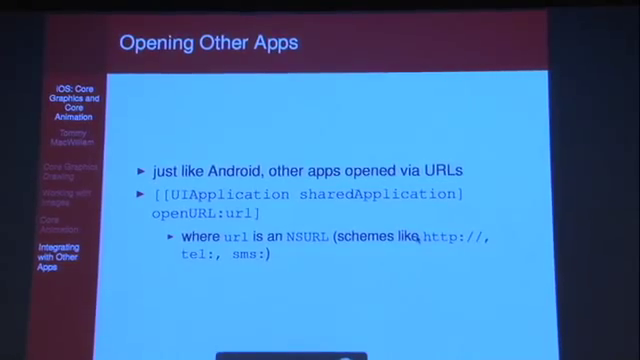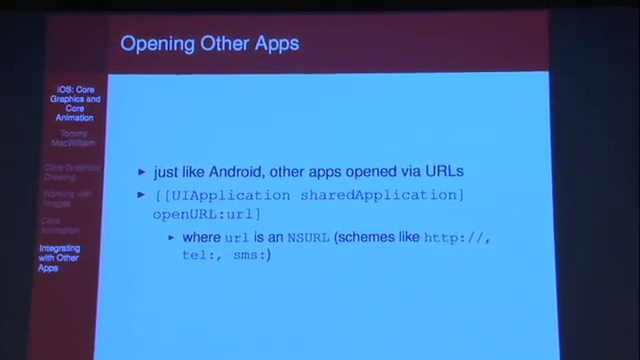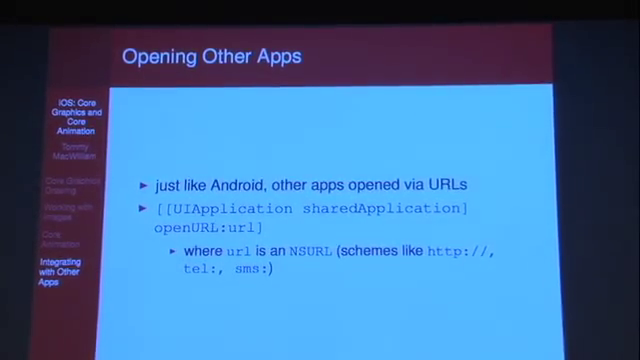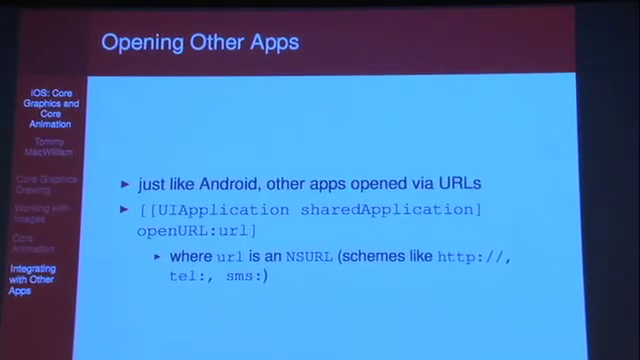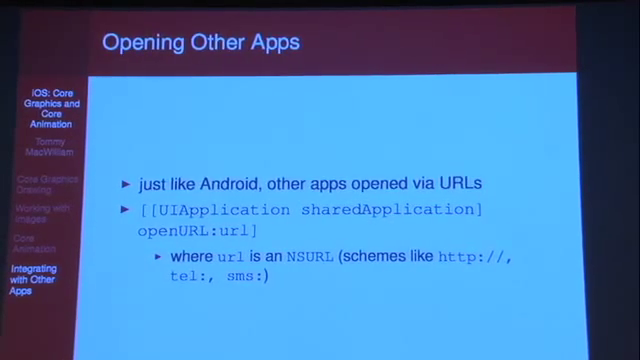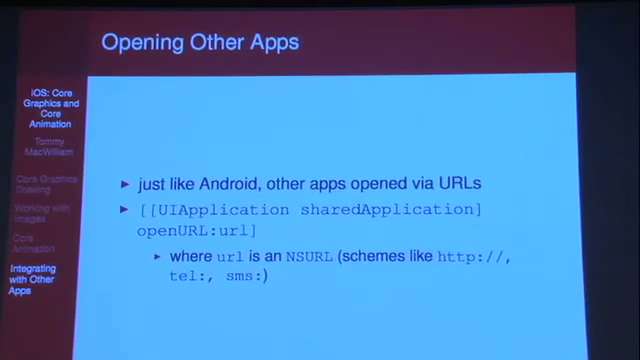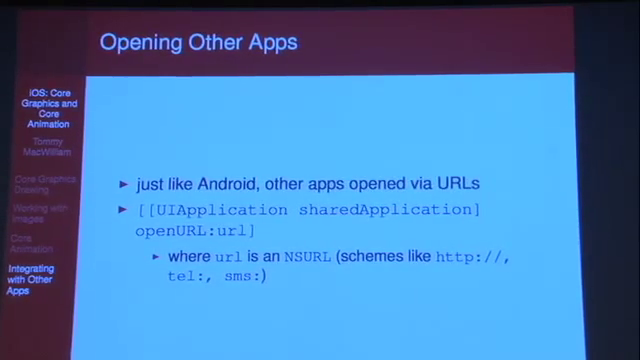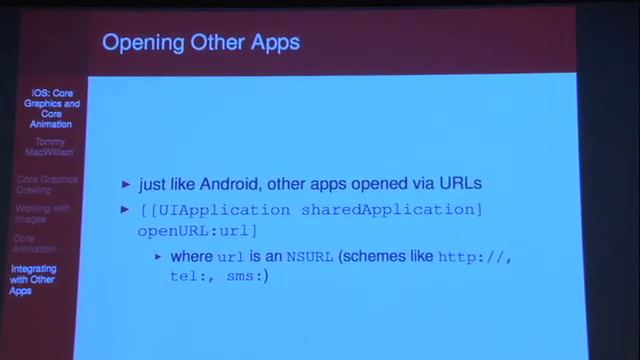So finally, let's just take a look at how our app can integrate with other apps. So just like in Android, we can open other apps via these special URLs. So to do that, I have this special singleton object called the shared application that's going to represent your application itself. So by telling your application to open a URL that starts with something like HTTP for a web browser, tel for the telephone, SMS for iMessage, or whatever it's called, that means that we can switch from our application to another application.